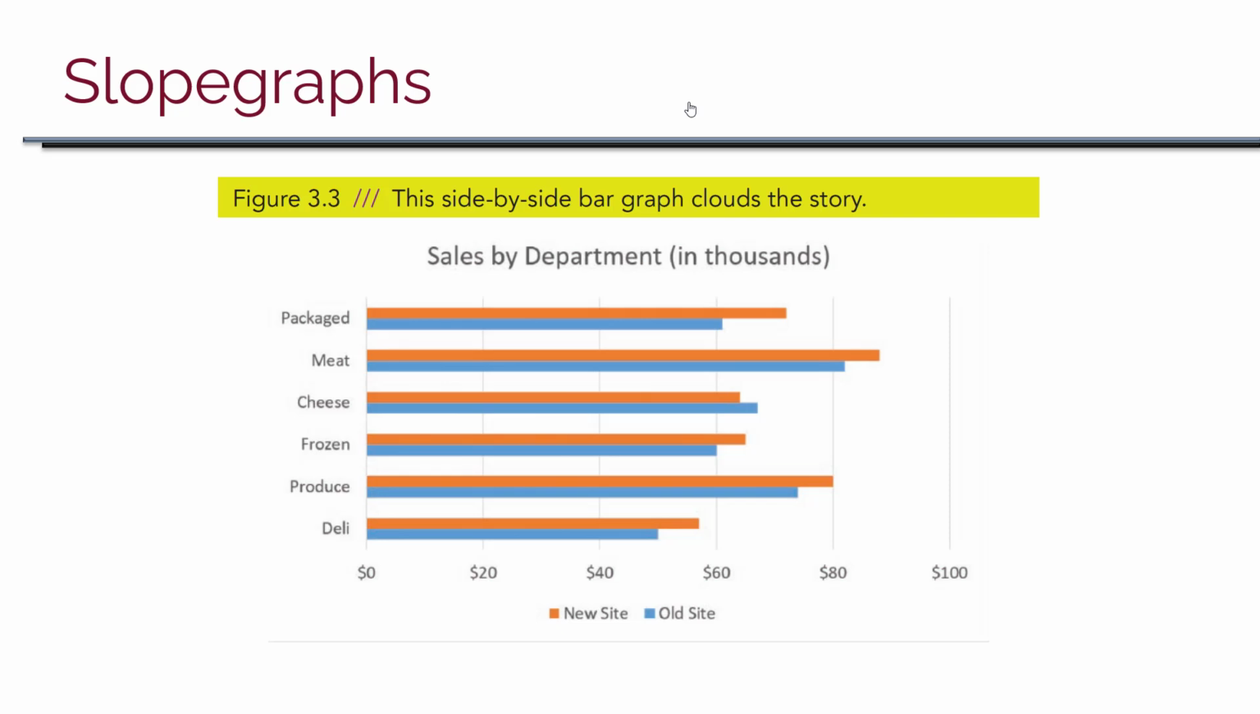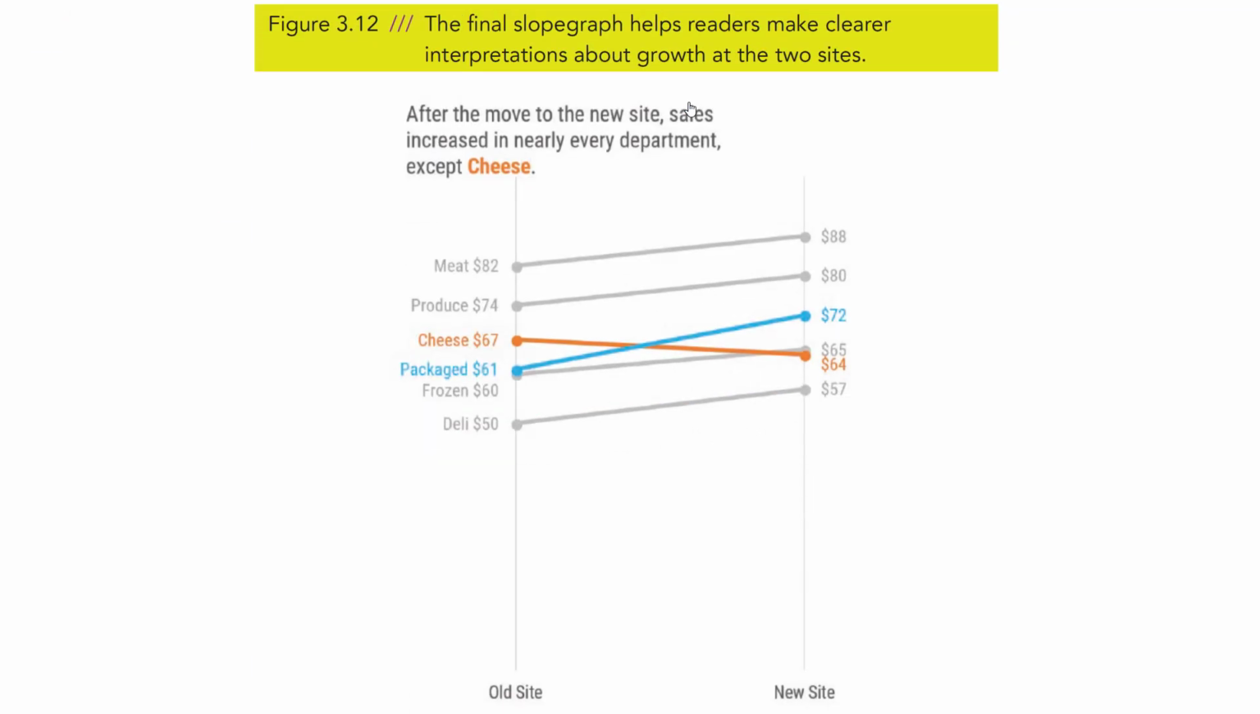So here's an example. Again, they are economists, so the data is based on sales. Let's say you have a new store and an old store, and you're looking at each department and how much the sales were at the new site and the old site. Instead of this, because this is too much clutter, you can do a slope graph. So essentially the old site and new site.